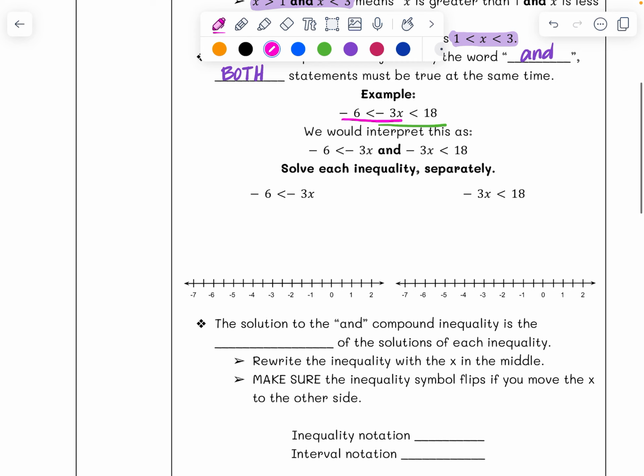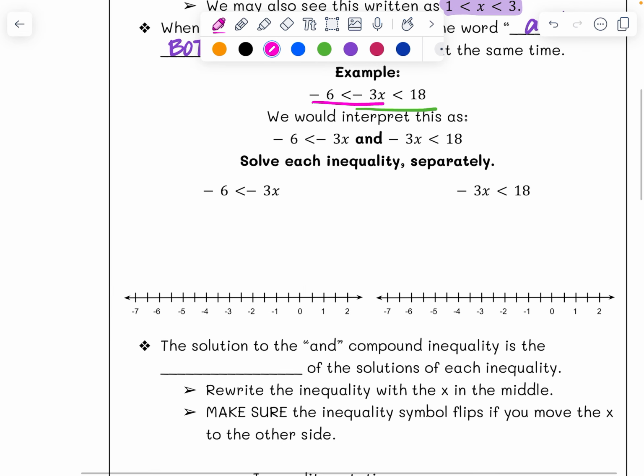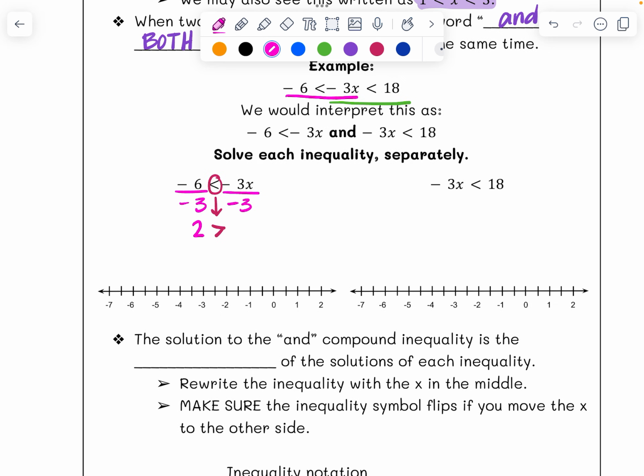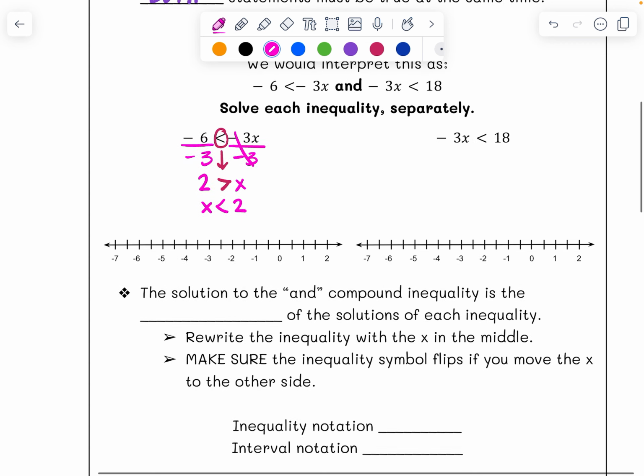So let's solve -6 is less than -3x first. To solve this, I need to divide by the coefficient. I'm dividing by a negative number, so I have to flip that inequality symbol. And now I have +2 is greater than x. I'm going to rewrite this so that x is on the left. Make sure that your inequality still points at the x when you turn it around. Otherwise, you're changing the meaning.